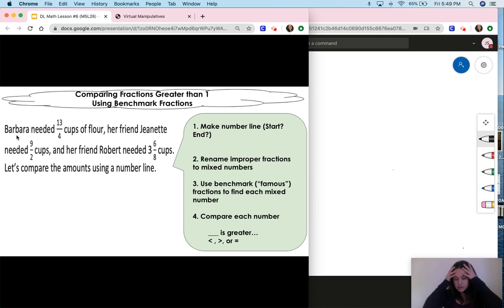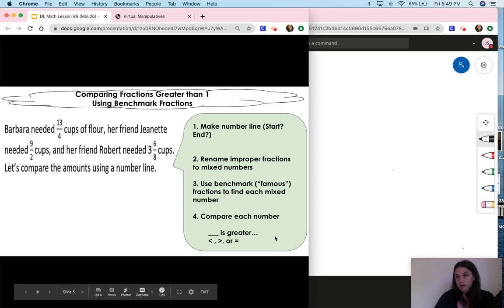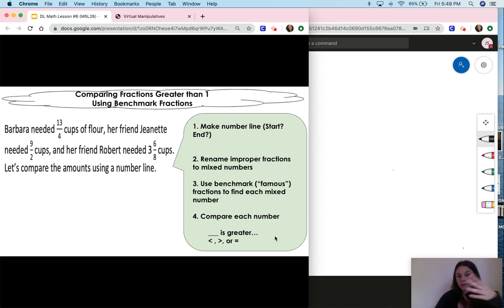Like, what if you wanted to know who needed the most flour for their recipe? Some people don't like to eat flour. Some people, flour makes them kind of sick. So maybe they were all baking brownies, let's say. And you could choose to eat any one of their brownies.